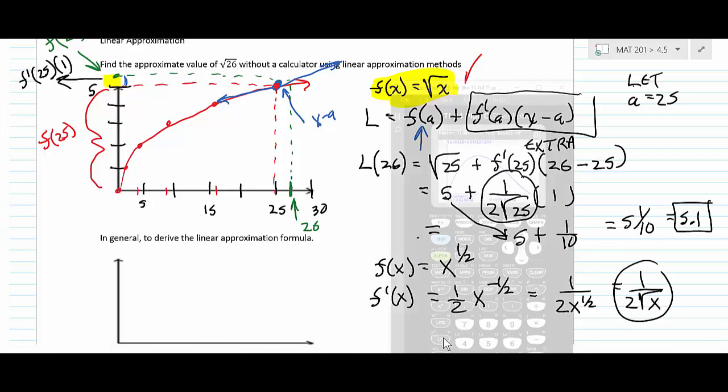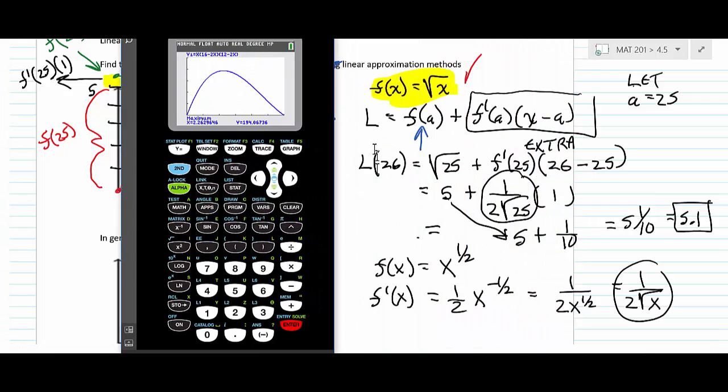Well, let's see how accurate we are, just out of curiosity. So if I did the square root of 26, let's see what we get. 5.1, almost, okay? So what this linear approximation does is it can get you accurate within maybe a decimal or two. And it all depends on the curvature of the graph, like that.